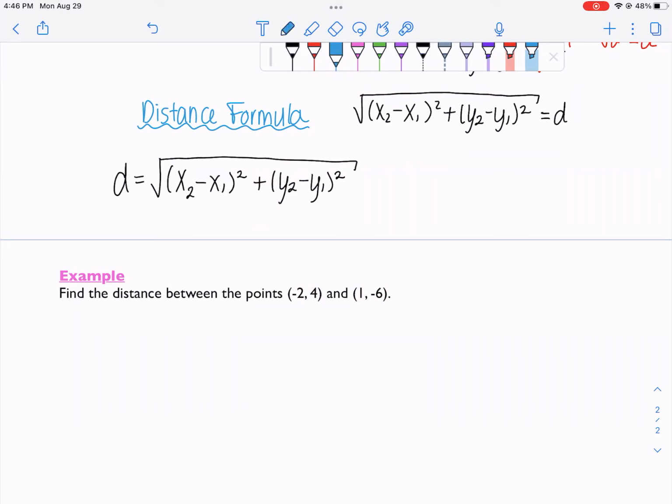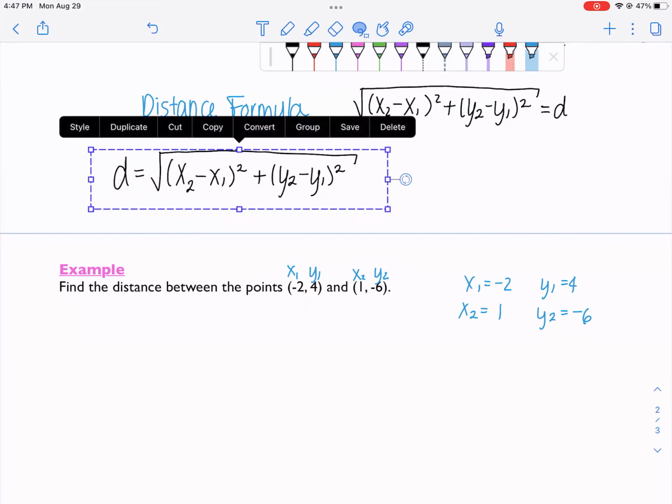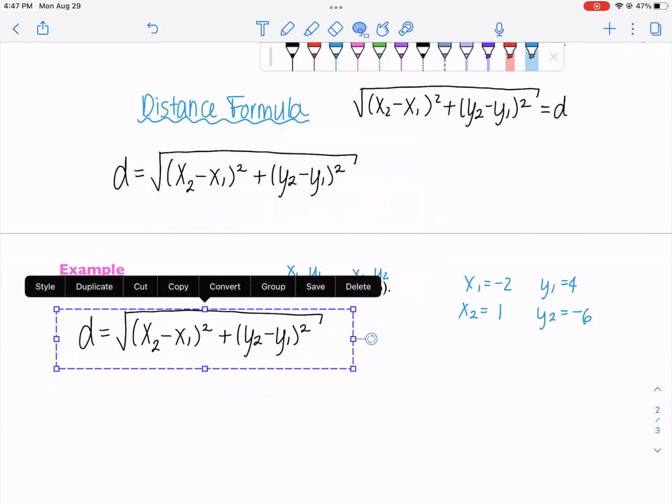So if I take this first point and I call it x1, y1, and I take the second point and call it x2, y2, then we have x1 is equal to -2, y1 is equal to 4, x2 is equal to 1, and y2 is equal to -6. So calling this one x1, y1, this one x2, y2, you'll get the same answer even if you call these guys 2 and these guys 1.